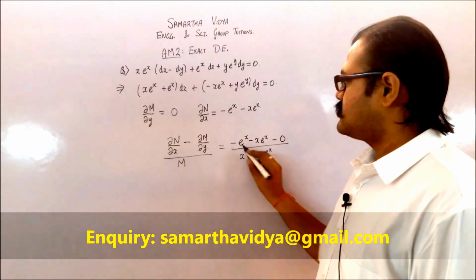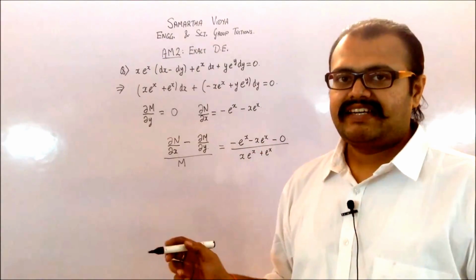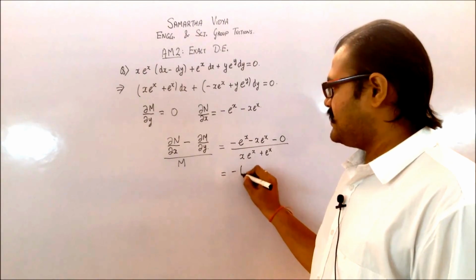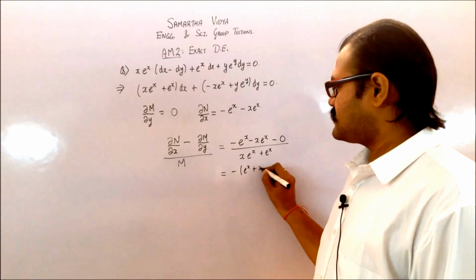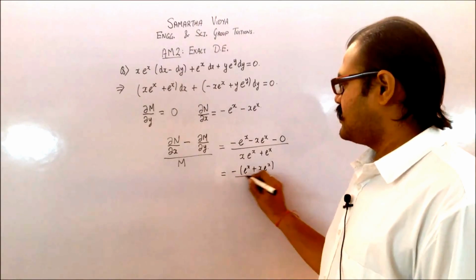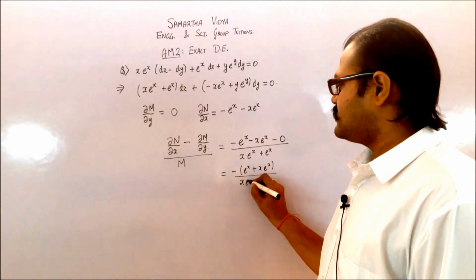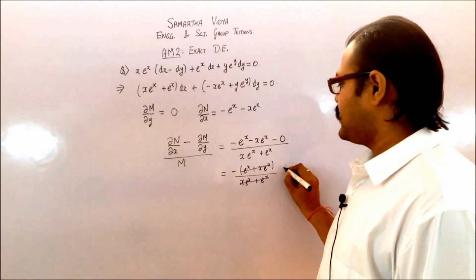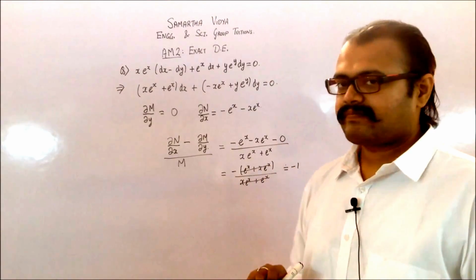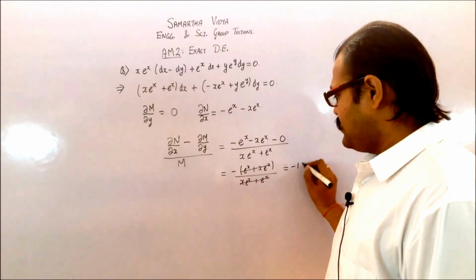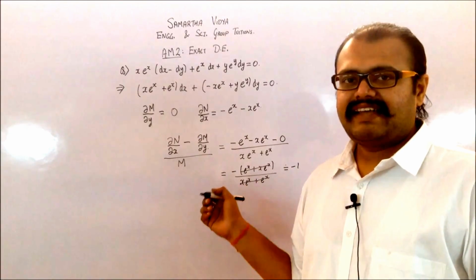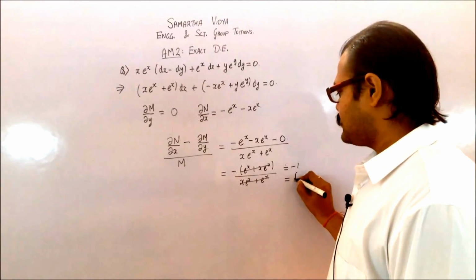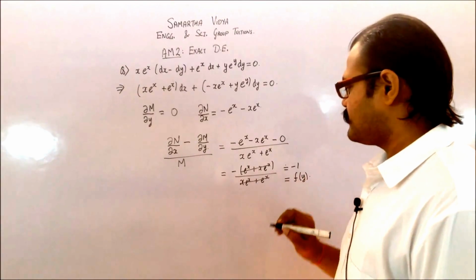So if from the numerator I take the minus 1 common, I will be getting this term as minus e raised to x plus x e raised to x divided by x e raised to x plus e raised to x. So this basically gets cancelled and I get this as minus 1. So this basically is a constant term. It can be considered as a function of y. So I will be considering this as your f of y.